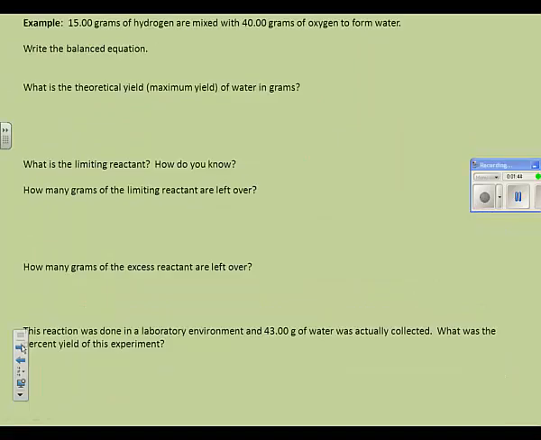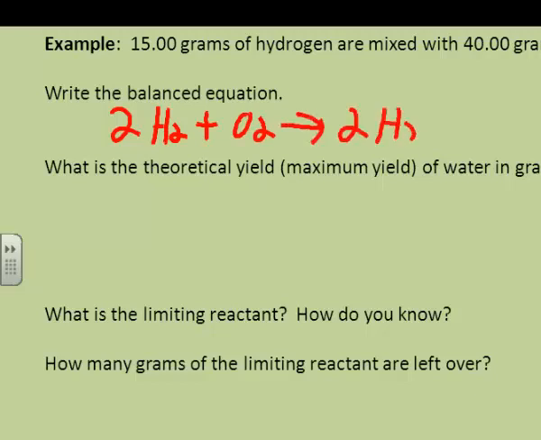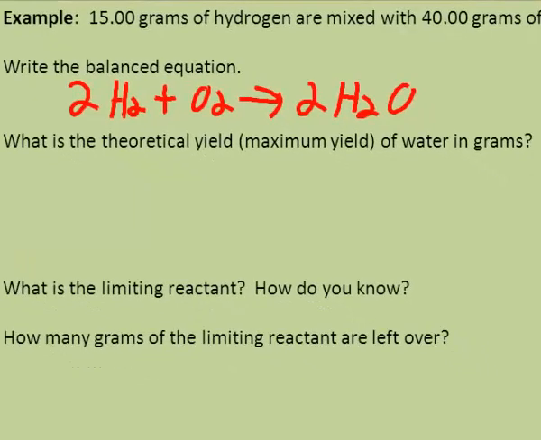So number 1, 15 grams of hydrogen mixed with 40 grams of oxygen to form water. This is a reaction you should know by now. It's 2H2 plus O2 yields 2H2O. So what is the theoretical yield?